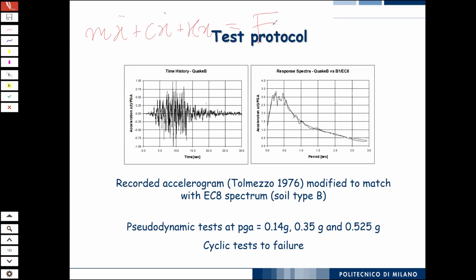So this one here lasts 3-4 hours because it's a very, very slow process. But the thing is that you really simulate an earthquake applied to the structure. The drawback is that you lose the strain rate effects in the strength of the material.